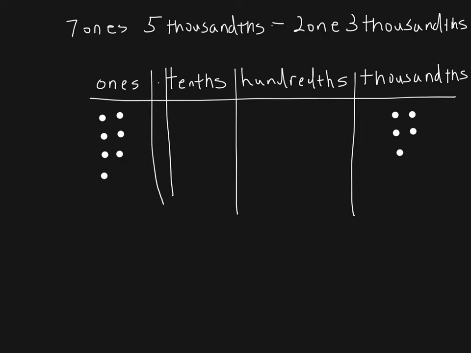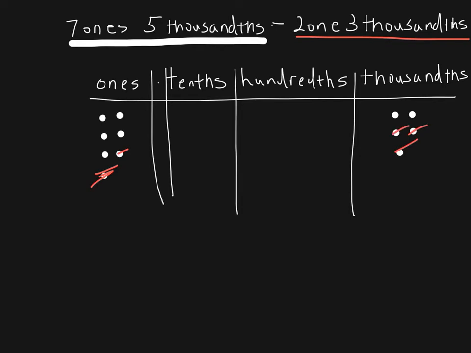Now, the only place that people tend to get confused with subtraction is you really need to remember that the first number in the equation is the one that you're going to represent in your place value chart. And the second number in the equation will be the number that you cross off. So I need to cross off 2 ones. Cross that off, good. And I need to cross off 3/1000. 1, 2, 3. And then I'm going to take a look at what I have left.